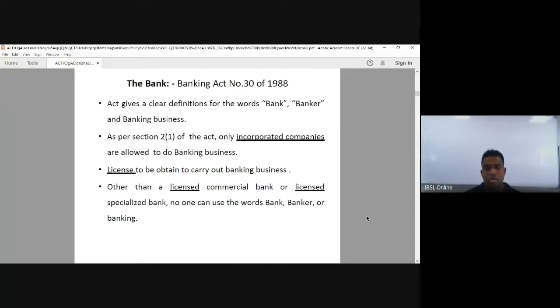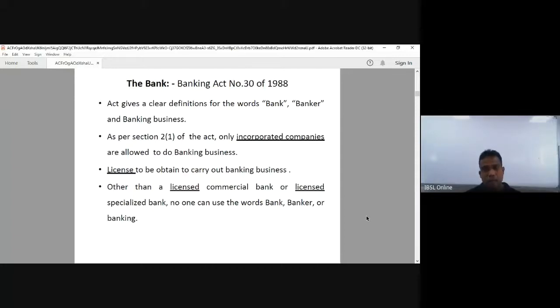So number two, a license to be obtained to carry out the banking business. From where do you get the license? You have to obtain the license from the central bank. To carry on the banking business, you have to obtain a license from the central bank. More precisely, the license is issued by the monetary board of the central bank.